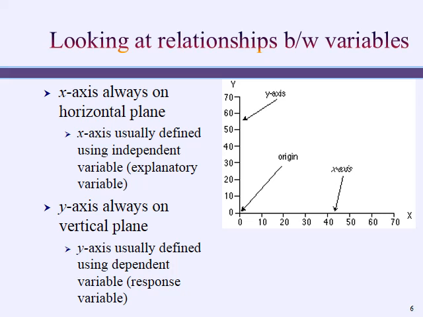So when considering the relationship between two variables, we usually have one explanatory variable and one response variable. So we have one variable that predicts the other variable. On the x-axis, that's where we usually put the variable that we believe explains variation in the dependent variable, or the variable we plot on the y-axis. So the y-axis is always on the vertical plane.